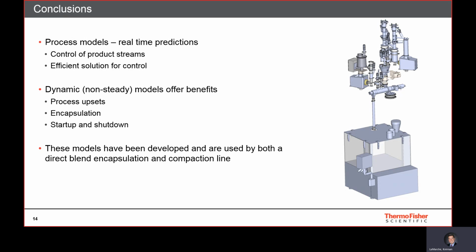Dynamic models also offer benefits. They can handle a wider range of throughputs and even mass changes in holdups in systems, than models or residence time distribution methods based on steady state behavior alone. Process upsets, process stops and starts, or more complex equipment, for example, encapsulators, can be more accurately represented with dynamic models. These models have been developed and are used in both our direct blend encapsulation and direct blend compaction line.